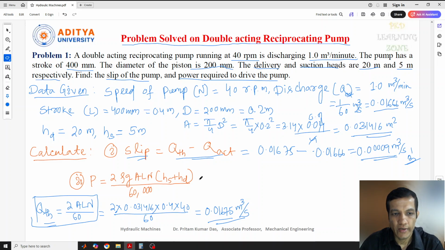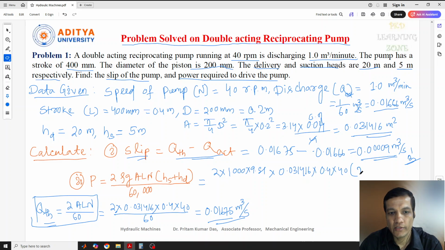And the second answer we can write here, just multiply 2 into rho value, how much? That is 1000, and g is 9.81. Area we have already calculated, that is 0.031416, into L is 0.4, N is 40, HS plus HD 20 plus 5, and divided by 60,000. In the 60,000, let me cancel these 3 zeros, only 60 will be there. Anyway, we need to find out how much kilowatt is there. Even if you solve with one more zero also, we can cancel it.